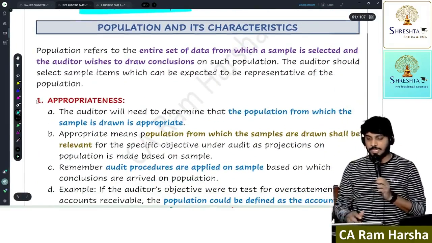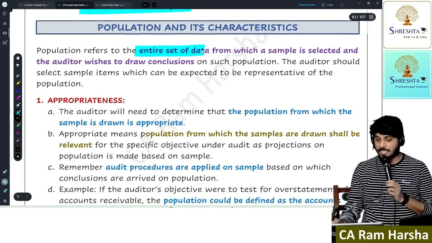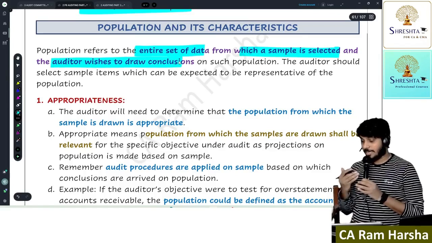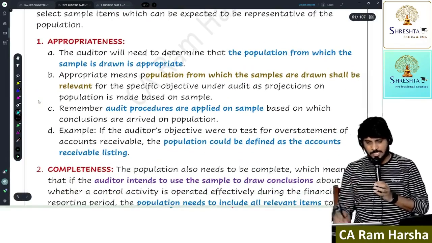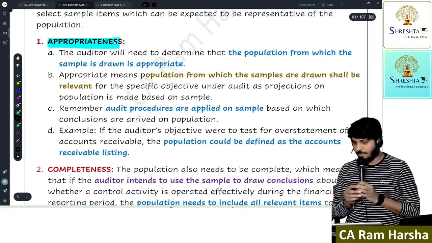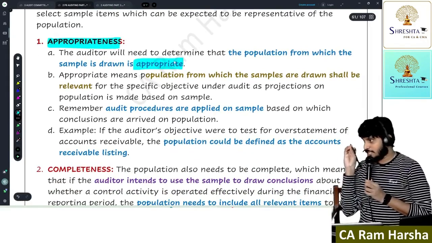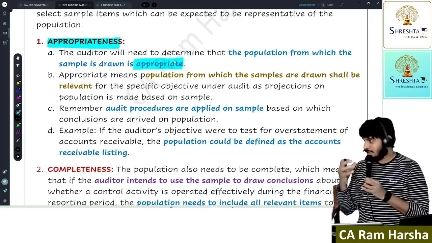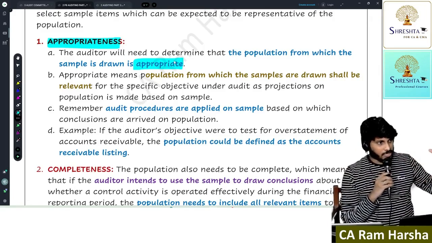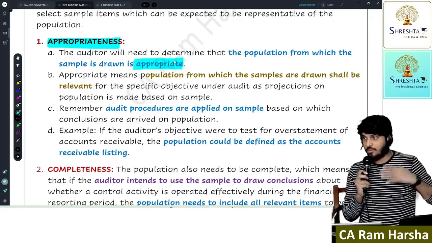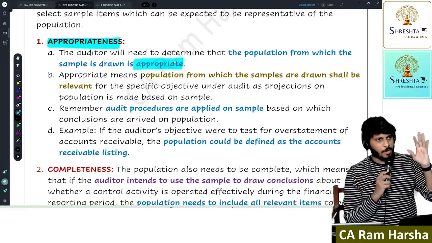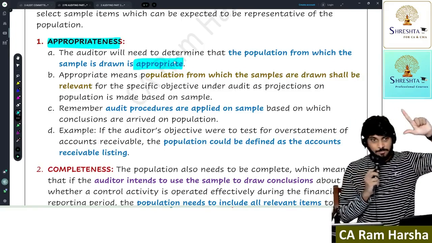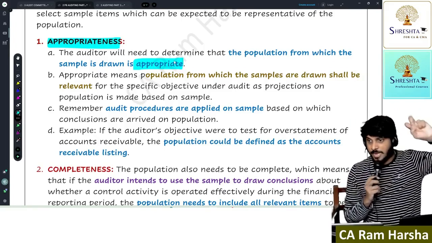Now, what do you mean by population? Population is nothing but the entire set of data from where the sample is selected, based upon which the auditor will draw conclusions on the population. First, a population must be appropriate. Getting it? Appropriate means relevant. See what you want to verify. Purchases I want to verify. In order to verify purchases, what is the appropriate population? Purchase register, GRN register, purchase order register. These are the appropriate population.